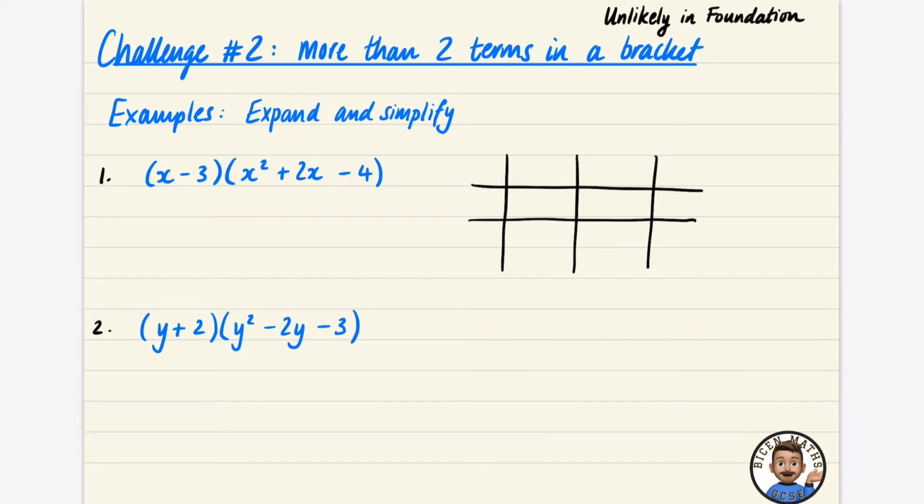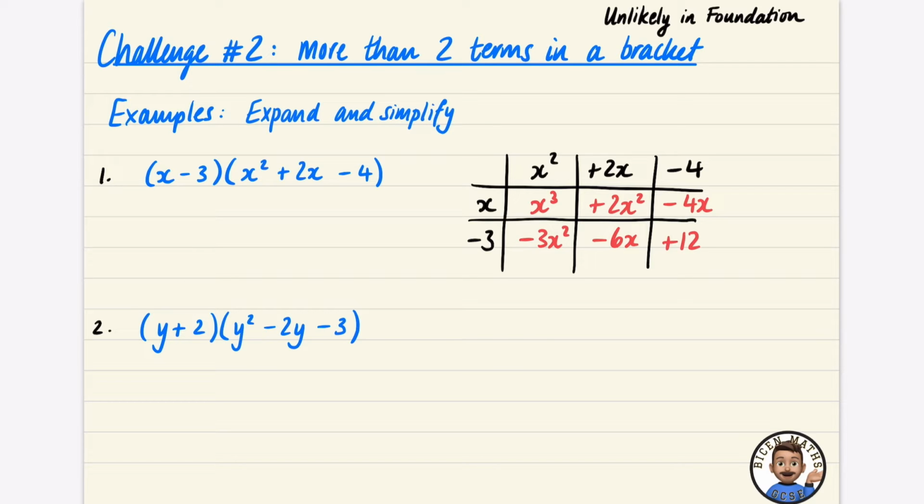So along the top, I'm going to put my x squared, my 2x, and my minus 4. And along the side, I'm going to put the x and the minus 3, and I'm going to multiply all of these things together. Now, x times x squared is x cubed, and I'm going across the page here. 2x times x is 2x squared, and minus 4 times x is minus 4x. Now, I'm going to multiply by minus 3, so I get minus 3x squared. I then get minus 6x, and I get plus 12.